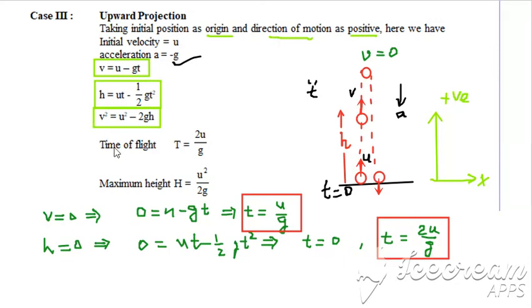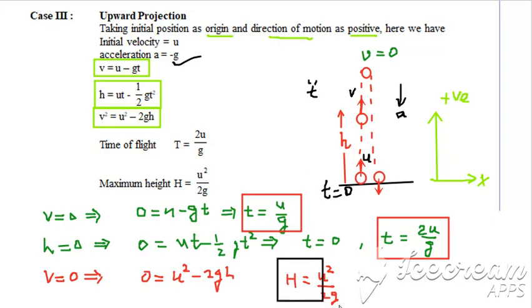Now to get the maximum height achieved by the particle, we can use the third equation and substitute v equal to 0. With v equal to 0, we find 0 is equal to u square minus 2gh. Now simplifying this, we can find the h value, which is the maximum height. Generally we write it as capital H, and this becomes equal to u square upon 2g. So that's another important result to be remembered. This is the maximum height relation.